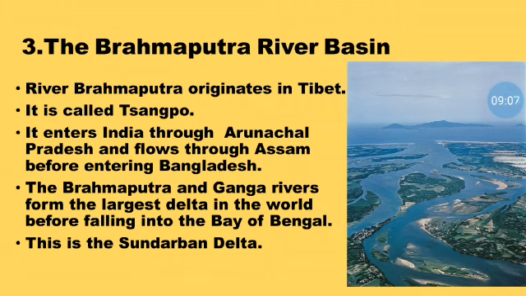So it starts from Tibet, enters India through Arunachal Pradesh, and then goes to Bangladesh via Assam. The Brahmaputra and Ganga rivers form the largest delta in the world. Children, now what is delta meaning? Delta is a Greek letter. It is triangular in shape. So delta is a triangular shaped land formed by a river before it flows into the sea.